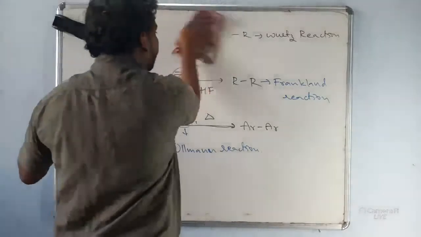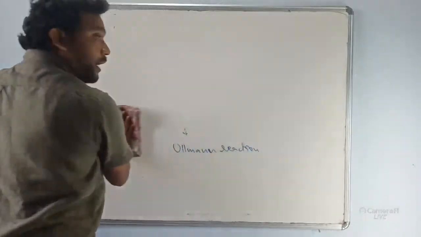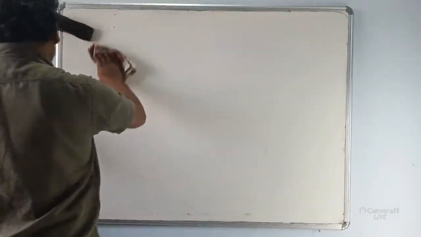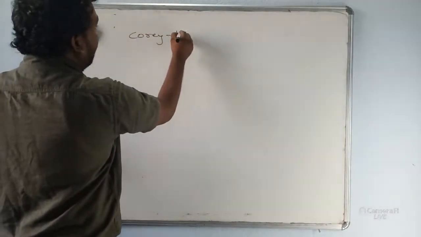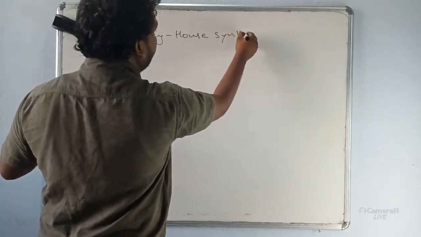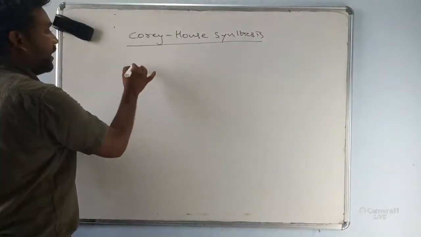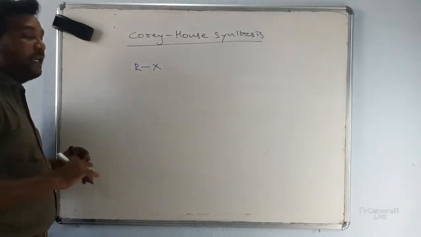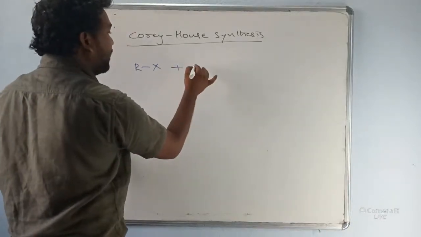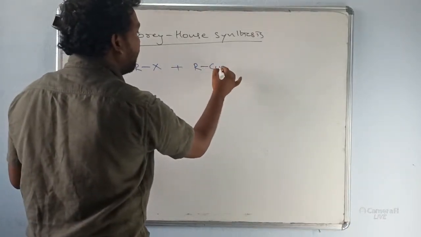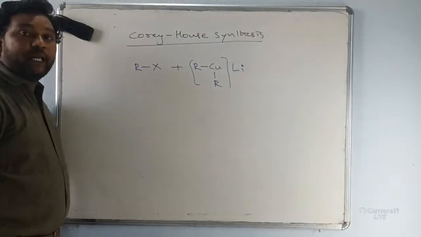Okay, guys, let me tell you some other reactions, that is the Corey-House synthesis. It is a simple reaction. Generally we take an alkyl halide and react it with a reagent, that is lithium dialkyl cuprate.